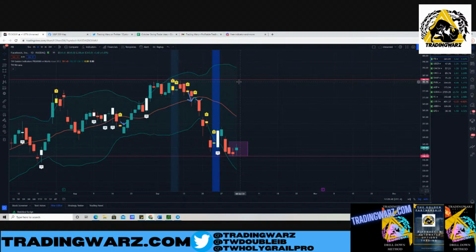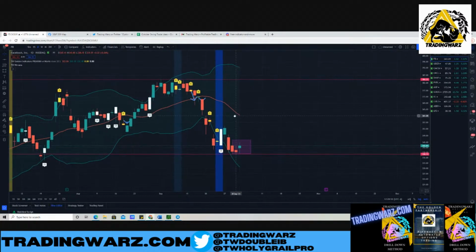Okay, so we could literally take the opening range breakout of this bar on Monday, next week. So if it breaks above the high, that's my trigger for calls. If it breaks below the low, that's my trigger for puts. So that would be the ORB.